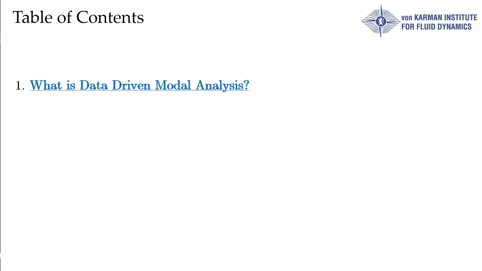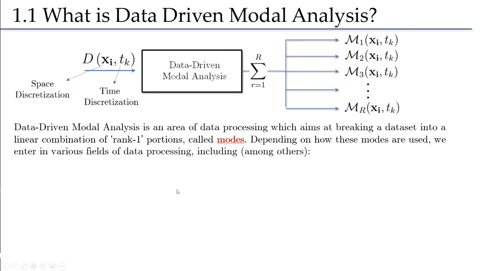In this work, we refer to a branch of data processing that takes a set of data and breaks it into a linear combination of elementary or rank 1 portions that we call modes. We will usually assume that the data has been sampled over space and time, but of course you can think of different independent variables. In our setting, each of these modes has its own spatial structure and temporal evolution.